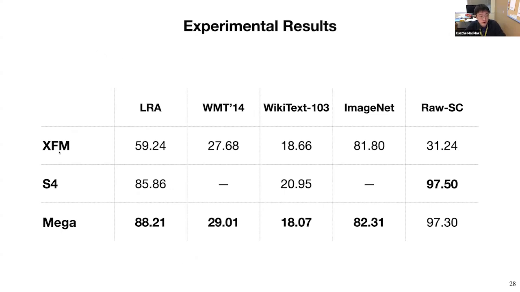XFM is short for Transformer. We see that on all the benchmarks, Mega achieves much better performance than Transformer and S4. The only exception is on raw speech classification, where Mega is slightly worse than S4, but on the other benchmarks, Mega is much better.